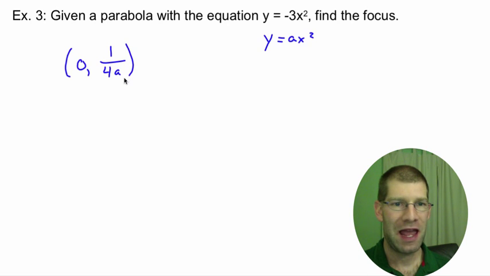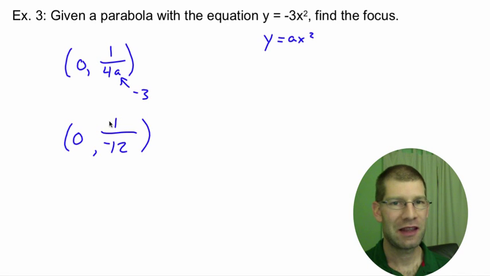Now we could take my a, and that a is going to be -3. So I end up with 1 over 4 times -3, which ends up being a -12 in the denominator. And now that's really the point that I wanted to make. This isn't simplified. It's not proper to have a negative in the bottom of a fraction. That will get you marked down.